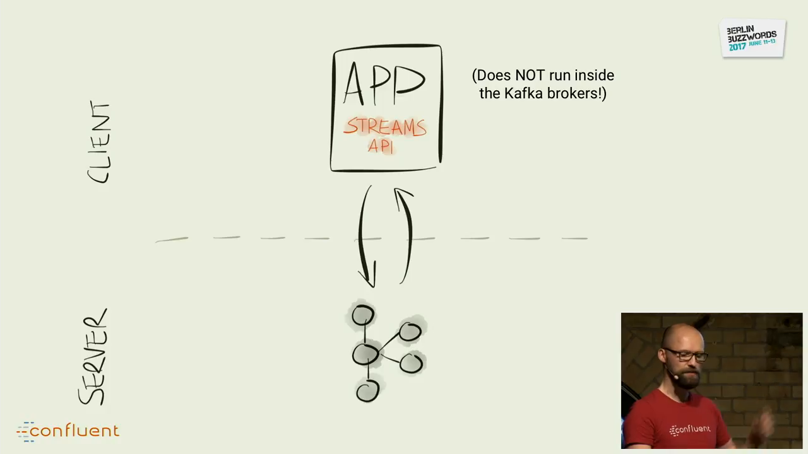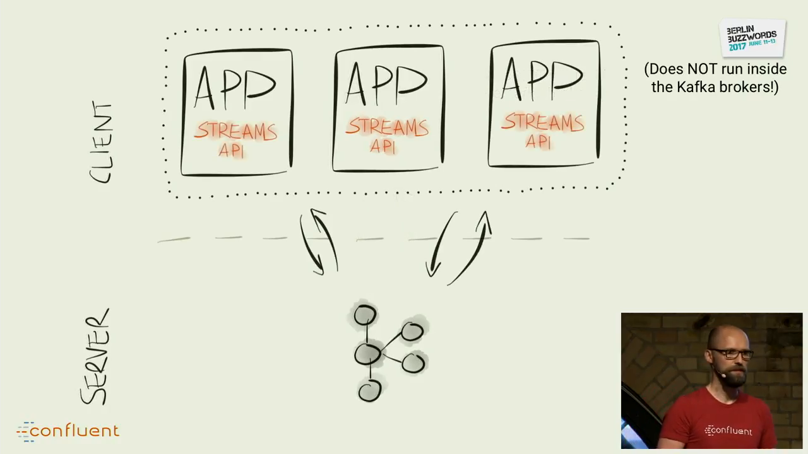And if we want to scale out this application, we just spawn additional instances of the application. I'll talk about that later on. But the point here is that this should be super easy. You shouldn't install Yarn just to run it on two machines, for example.